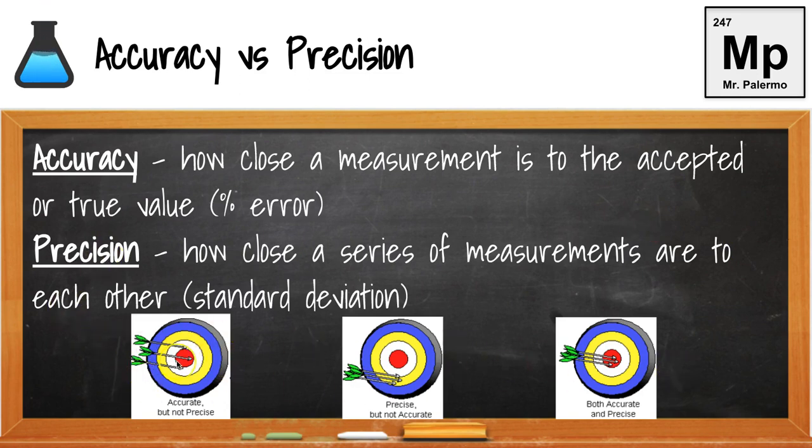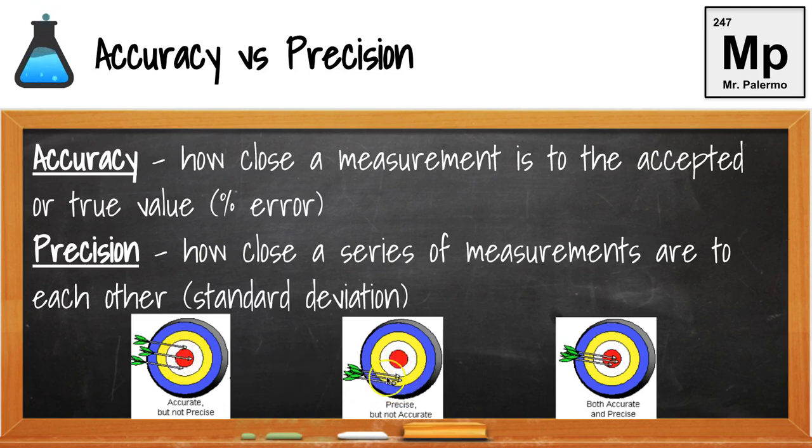In this first target, like all of them, the goal is to get to the bullseye, the center. And so all the arrows are touching the bullseye. So that's our intended target. So that is a very accurate shot. Precision is how close the measurements are to each other, and they're not that close to each other. So therefore, this is not very precise.